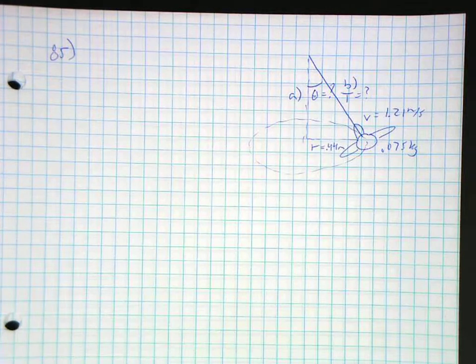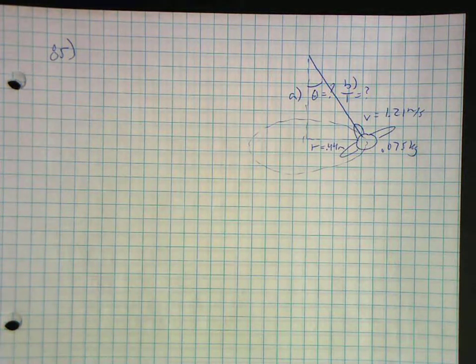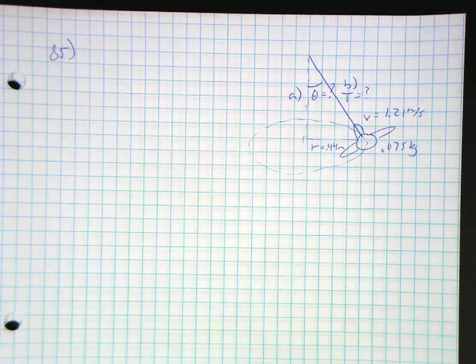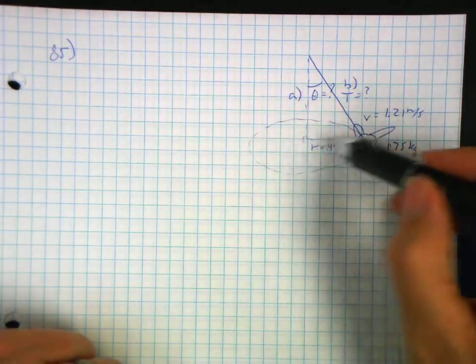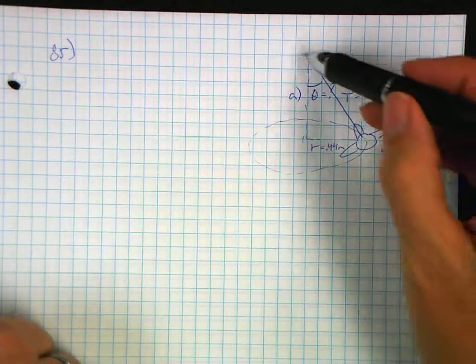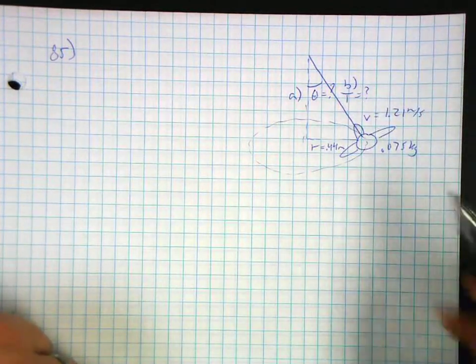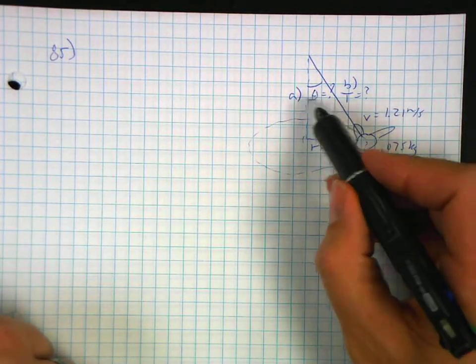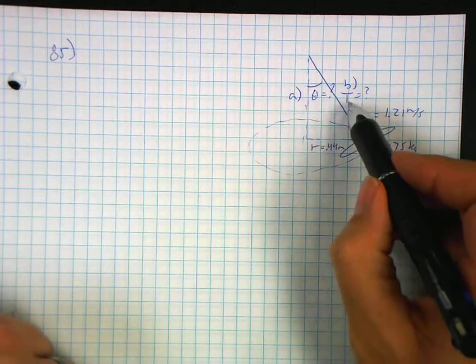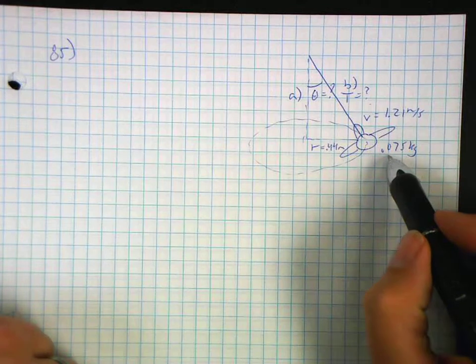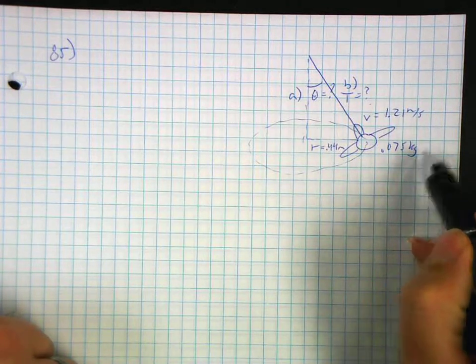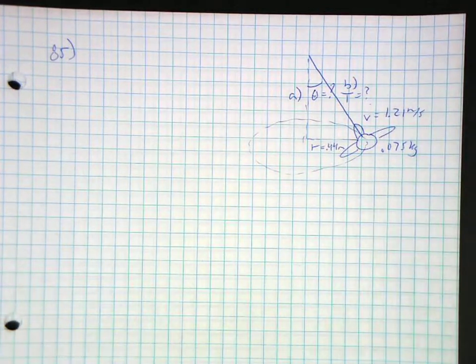In number 85, we have a toy plane. It is tracing out a horizontal loop of radius 0.44 meters. We do not know how long the string is. We do not know what the angle is. The angle is what they are asking for in part A. How much the tension is what they're asking for in part B. We do know that the plane has a mass of 0.075 kilograms and has a velocity of 1.21 meters per second. Okay.